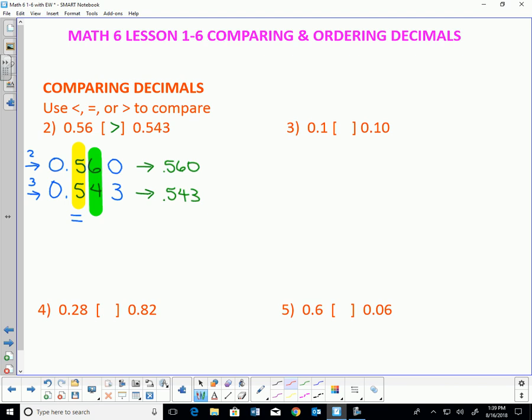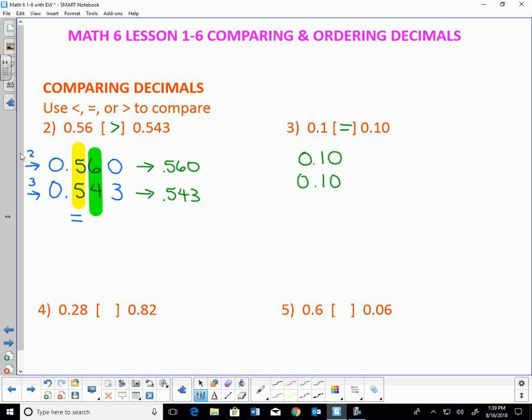If we look at number 3 here, 0.1 and 0.10, I have 1/10 and 10 hundredths. If I give them the same place value, I have to add a 0 to the top one. I can see, oh look, these are equal. 10 hundredths and 1/10 is the same thing, so these are equal right here.